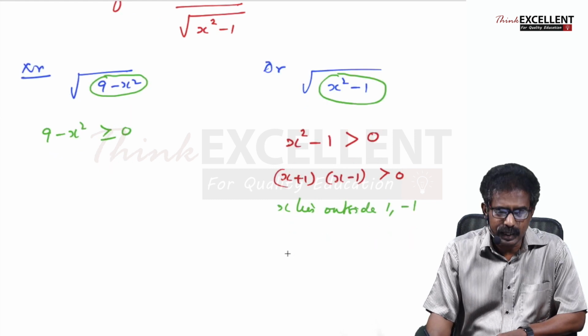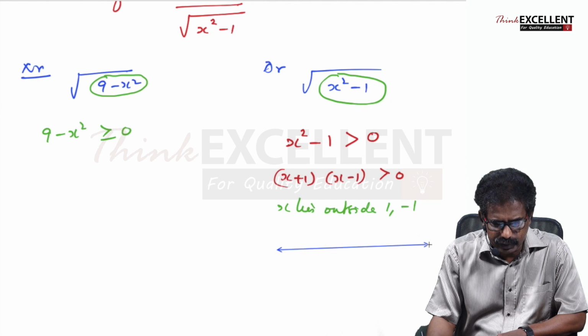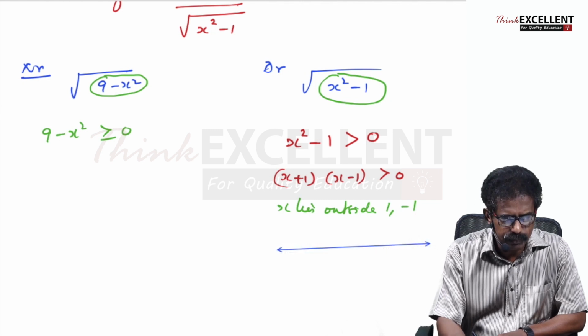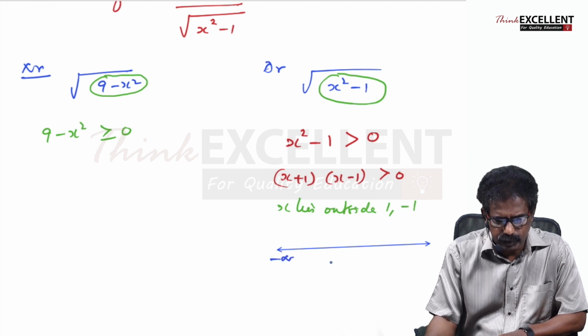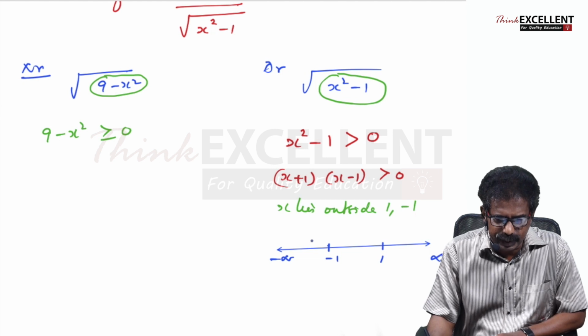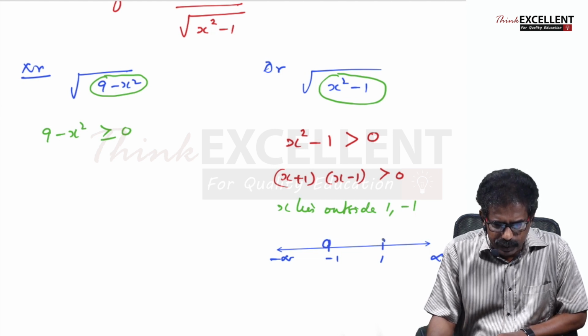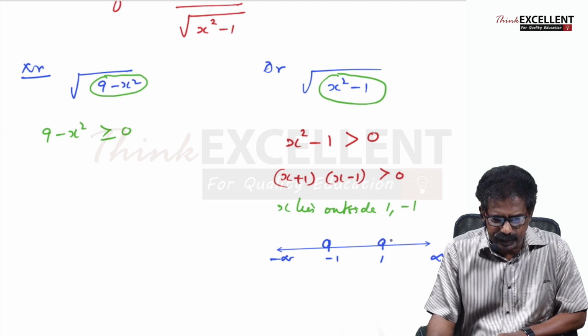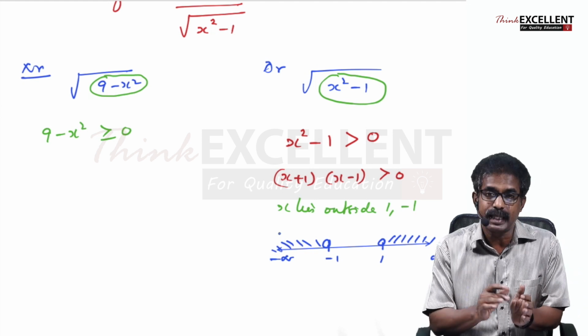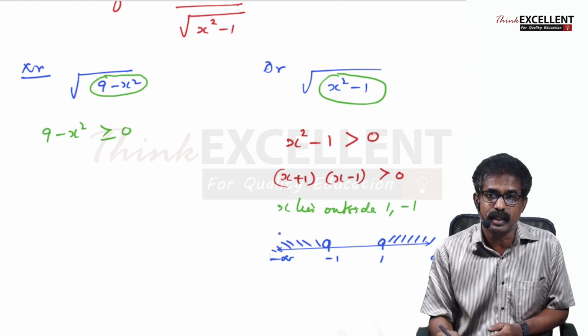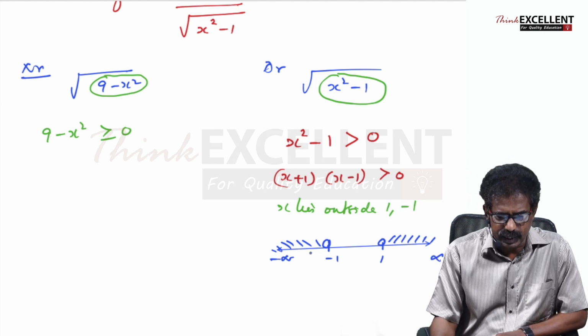When you draw the graph for this, you draw a number line. It varies from minus infinity to plus infinity. Outside 1 and minus 1. Minus 1 is on the left side, 1 is on the right side. Outside, so you cannot take those points, because it is only greater than. Outside means this portion and this portion. Don't darken the circle because that point is not included. Only greater than 0. Greater than or equal to 0 means you have to darken those points also. Okay, so this is the answer for this.